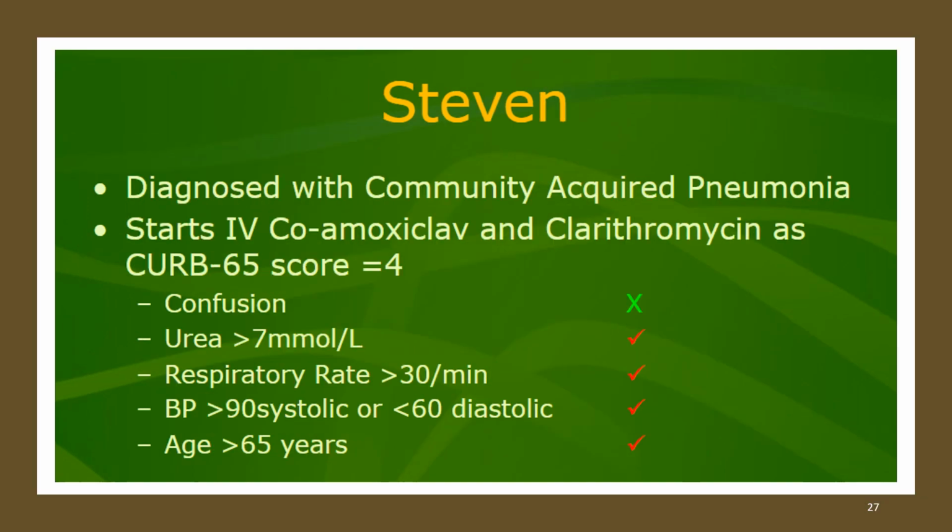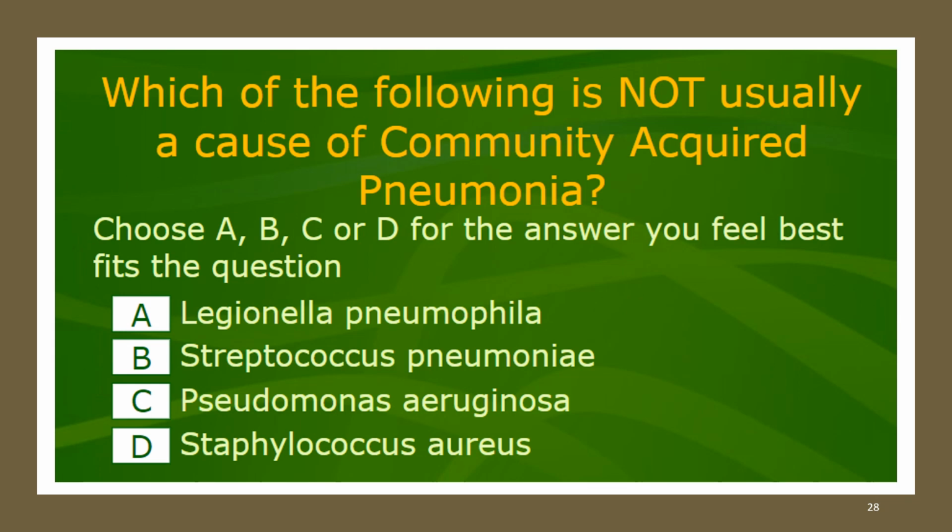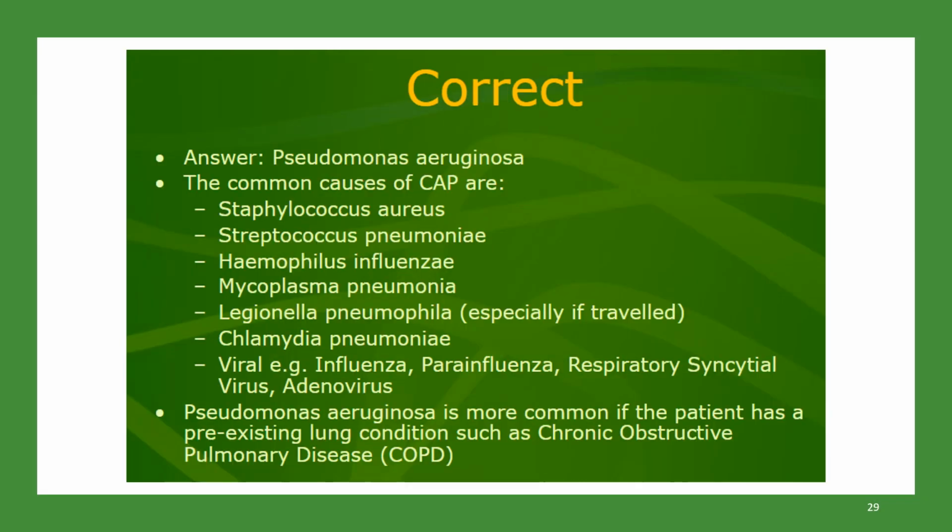The patient diagnosed with community acquired pneumonia was started on co-amoxiclav and clarithromycin. The CURB-65 score is 4. And this is how the CURB-65 score looks. Now, which of the following is not a cause of community acquired pneumonia? Pseudomonas aeruginosa is a cause of hospital acquired or healthcare associated infection and is associated with chronic obstructive pulmonary disease. The common causes of community acquired pneumonia are Staph aureus, Streptococcus pneumoniae, H. influenzae, Mycoplasma pneumoniae, Legionella, Chlamydia, and viral causes.